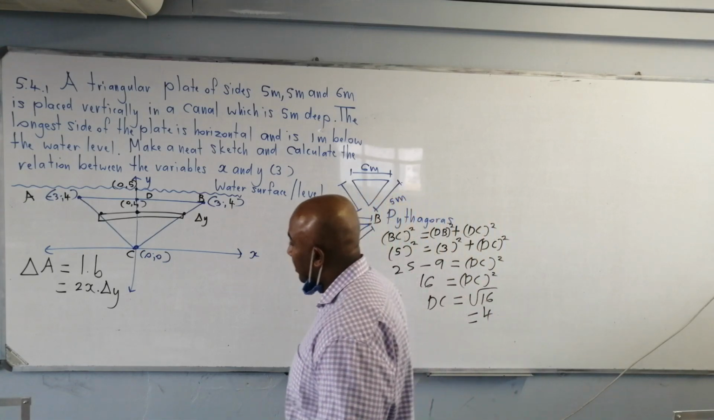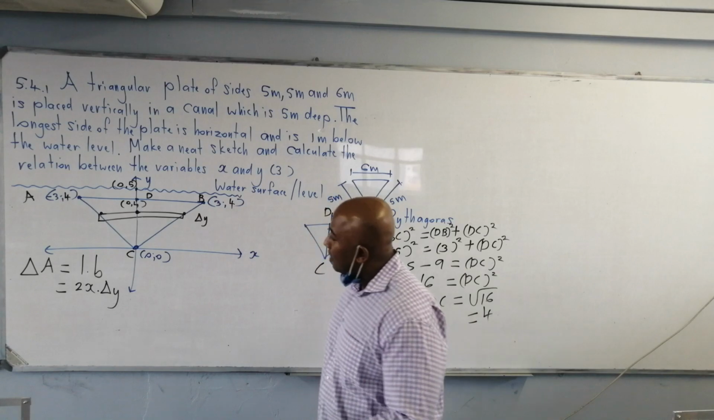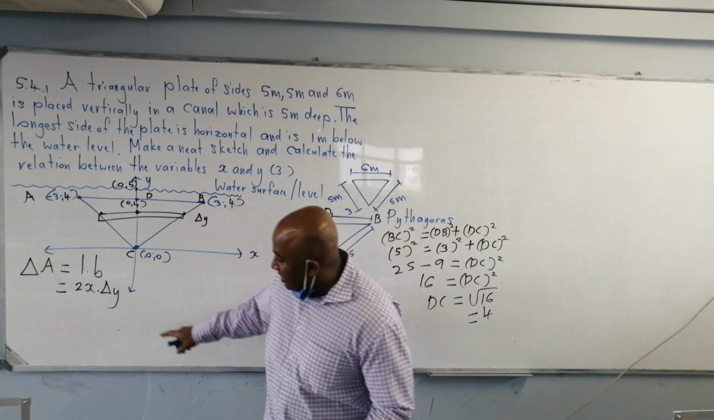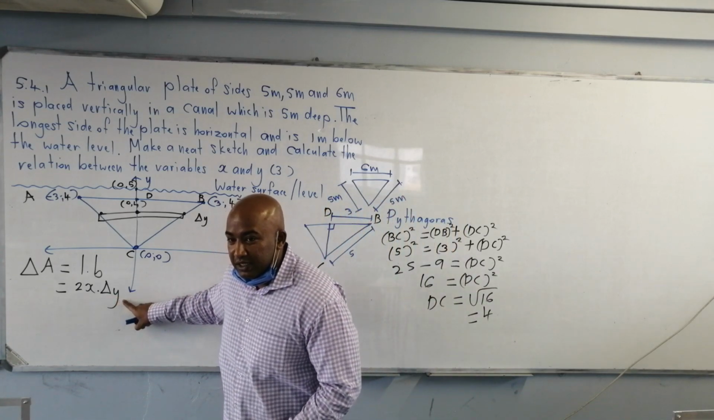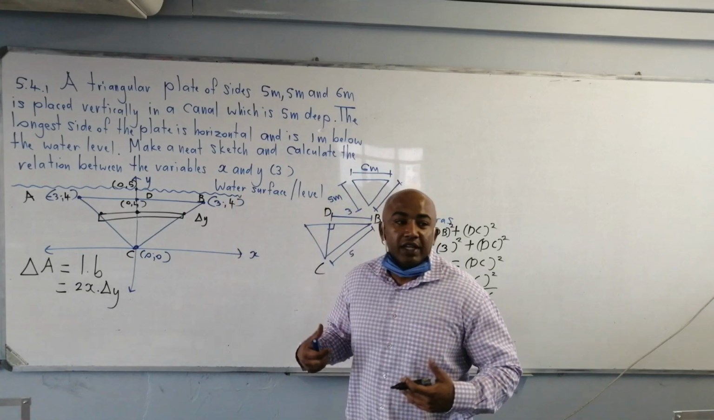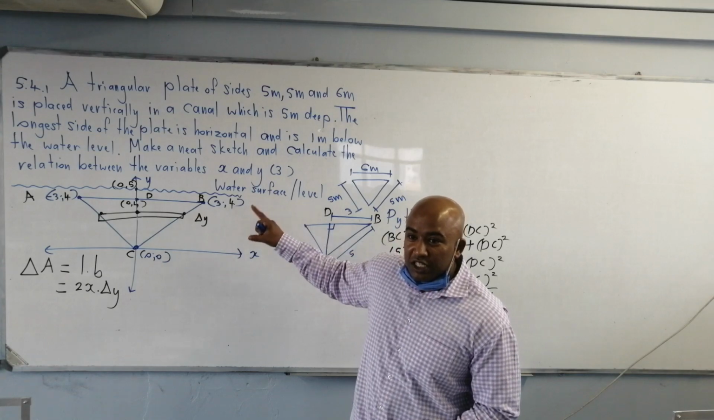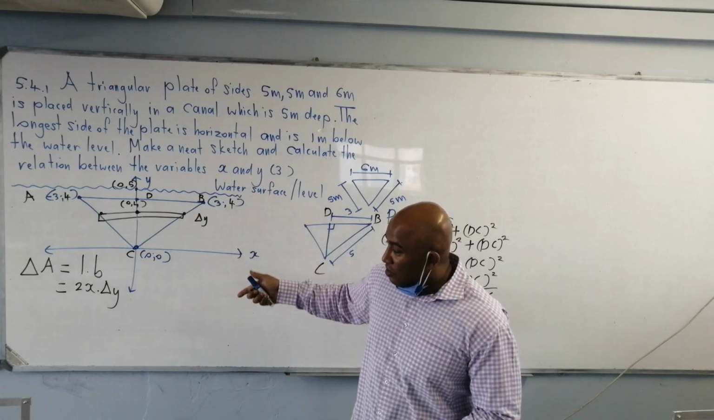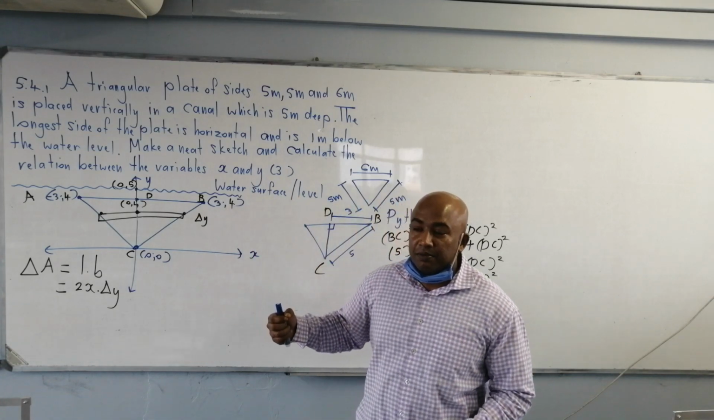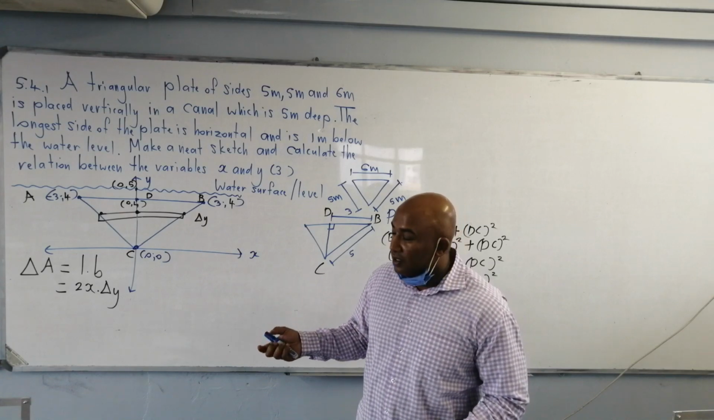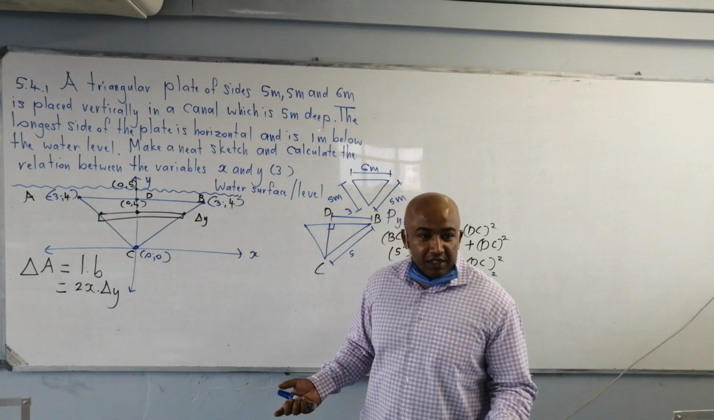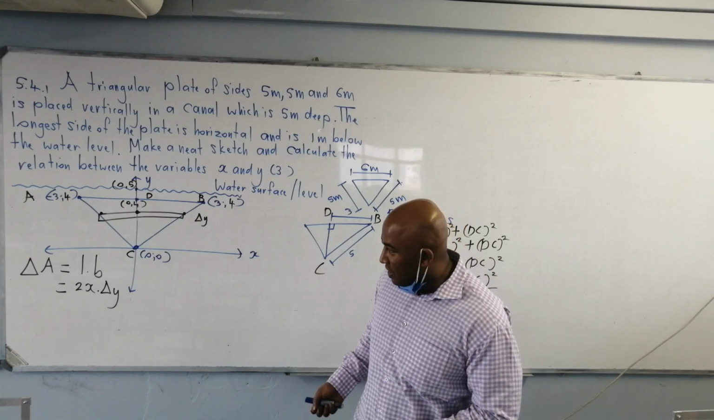Now, since this is delta y, we need to integrate with respect to y, which is the next question, but we need to show the relationship between x and y. So we need x in terms of y. But we don't have an equation, so we need to form an equation now.